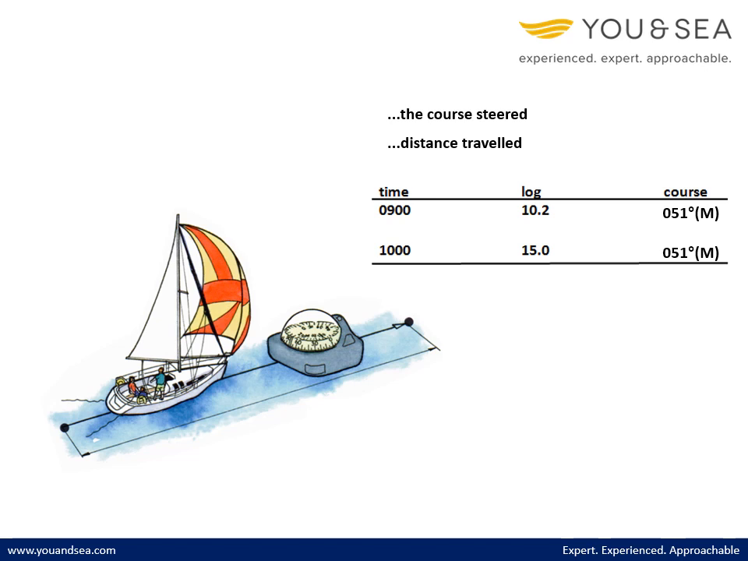In this example, we put a logbook entry in at 0900. Our log reading was 10.2. Our course steered 051 degrees magnetic. At 10 o'clock, our log reading was 15 and our course 051 magnetic, which means between 0900 and 1000 hours, we have travelled on a course of 051 magnetic 4.8 miles.